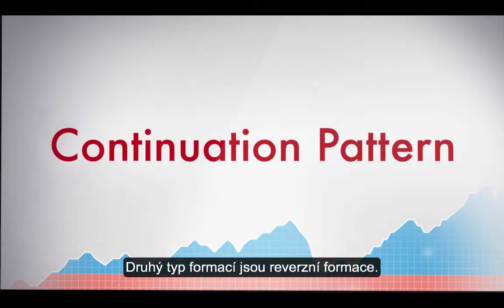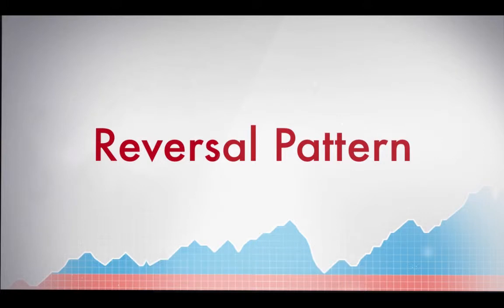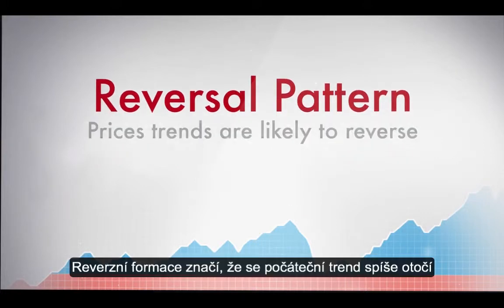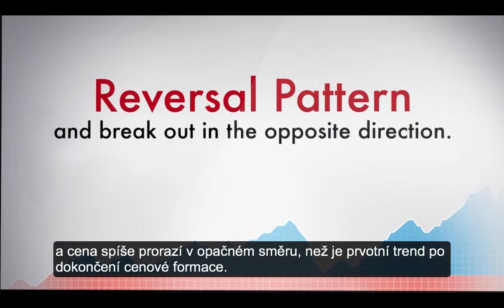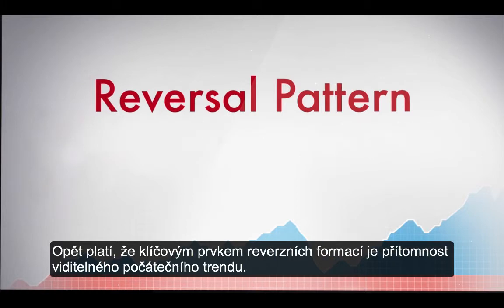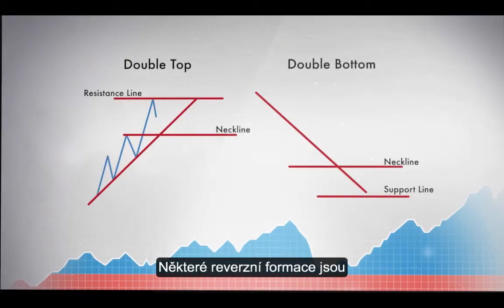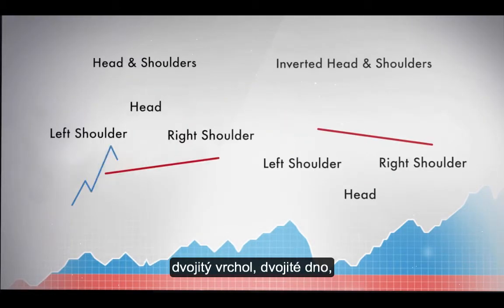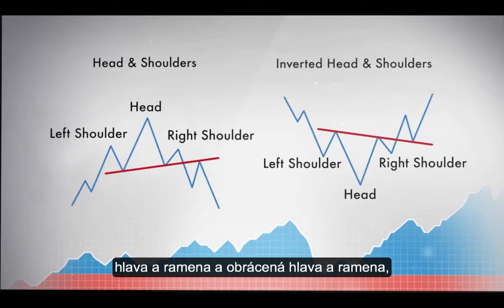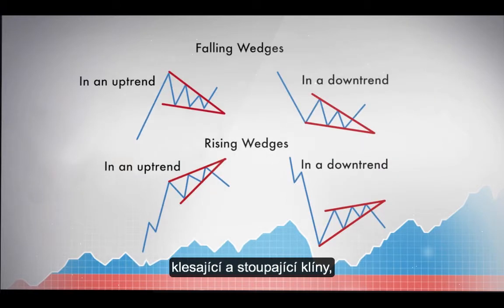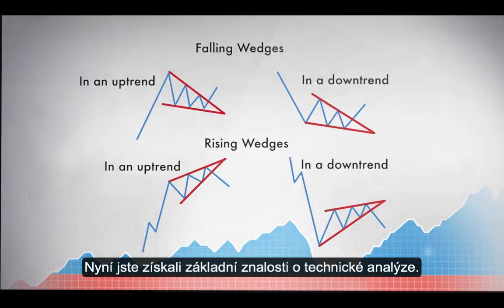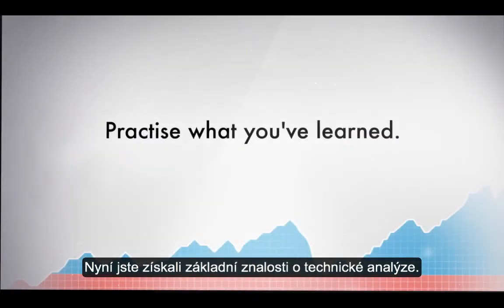The other pattern type is the reversal chart pattern. A reversal pattern signals that a prior trend is likely to reverse, and the prices are likely to break out in the opposite direction of the initial trend upon completion of the pattern. Again, the key element of reversal patterns is the evidence of a visible initial trend. Some of the important reversal patterns are double top, double bottom, head and shoulder and inverted head and shoulder, falling and rising wedges. You have now gained a basic understanding of technical analysis.